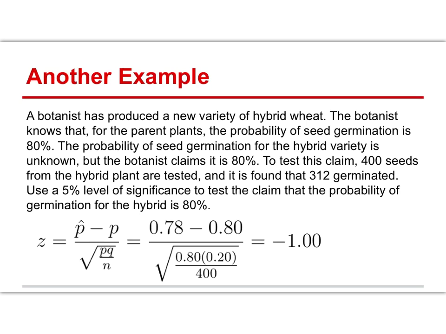Calculate z as p-hat minus p in the numerator, 0.78 minus 0.80. And the denominator is square root of pq over n. P is assumed to be 0.8. Q then will be 0.2, 400 trials. Plug everything in. We're getting a z-score of exactly -1.